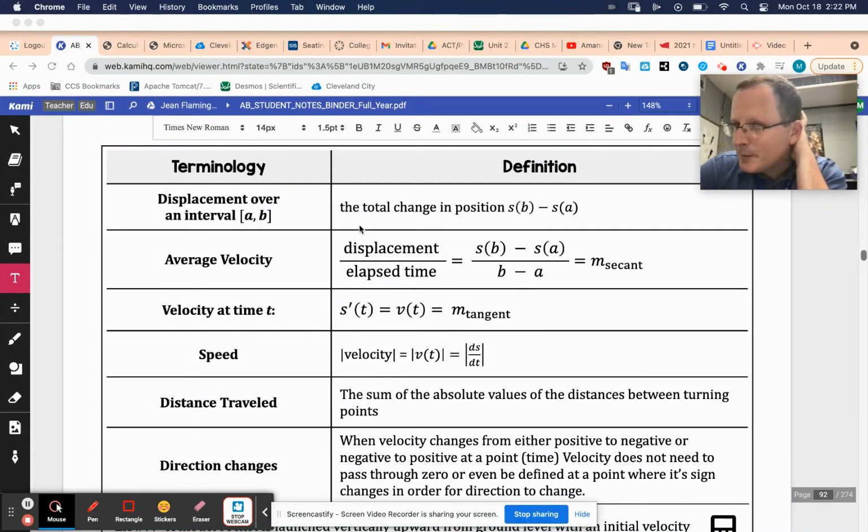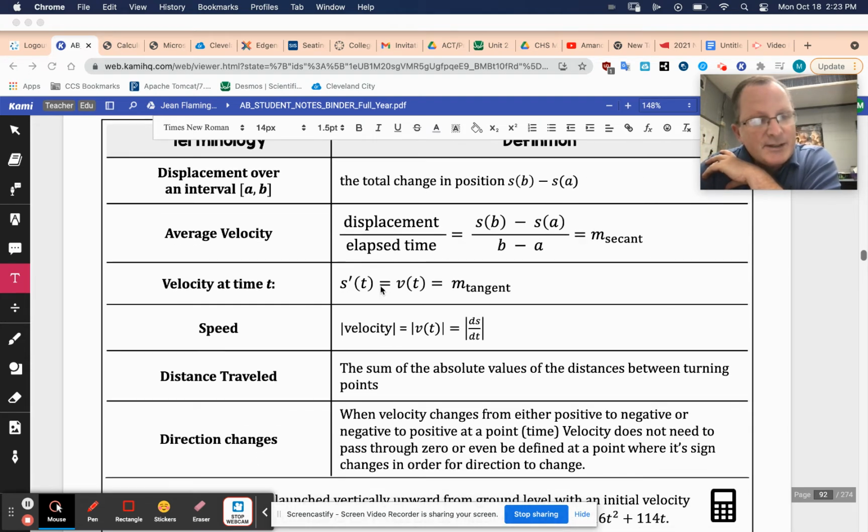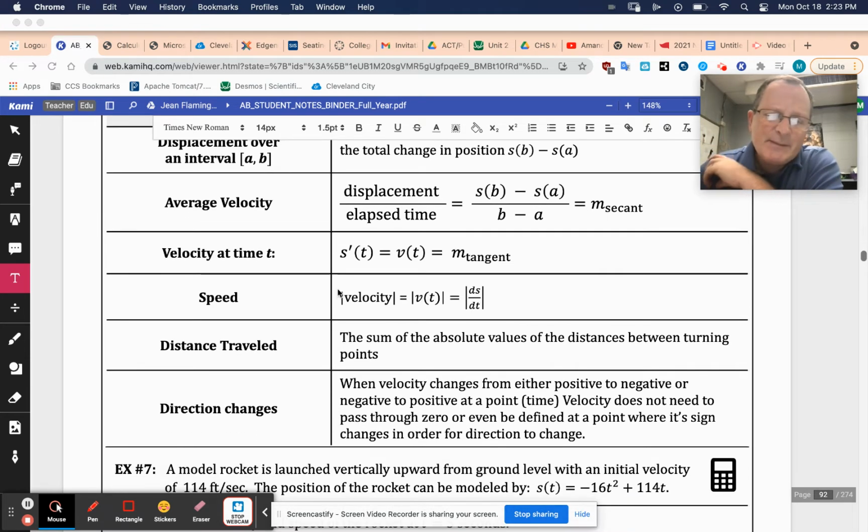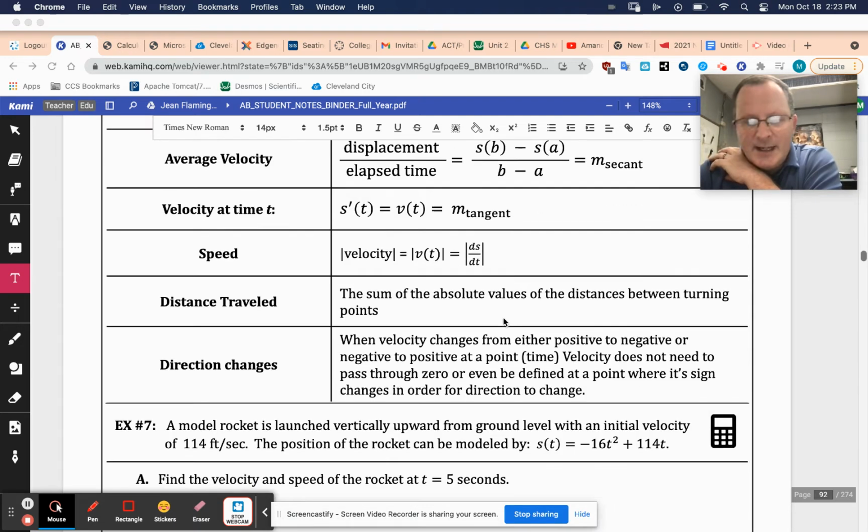Okay, some key terminology here. Displacement over an interval is just how far did you go? S sub b minus S sub a, with S being the distance. Average velocity is slope. Velocity at a particular time is the derivative. Speed is the absolute value of velocity. Distance traveled is the sum of the absolute values of the distances between turning points.